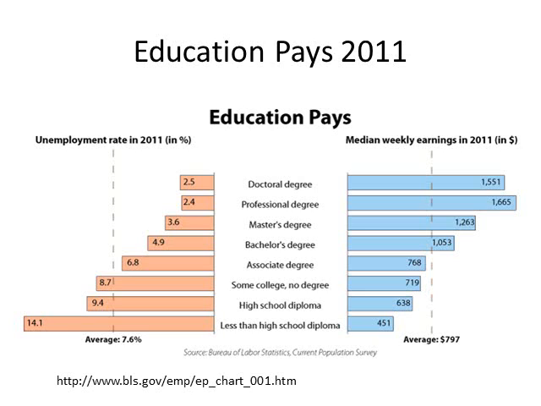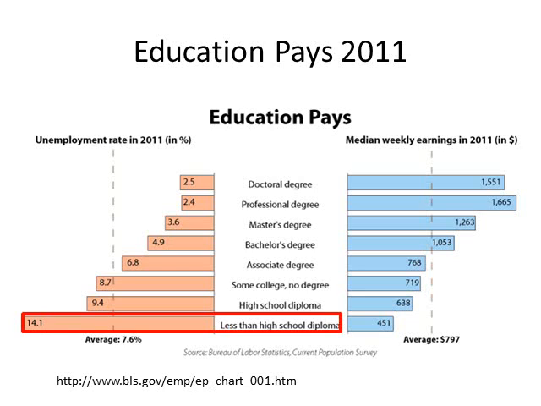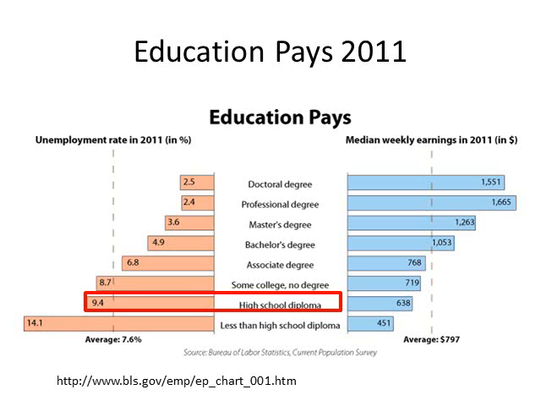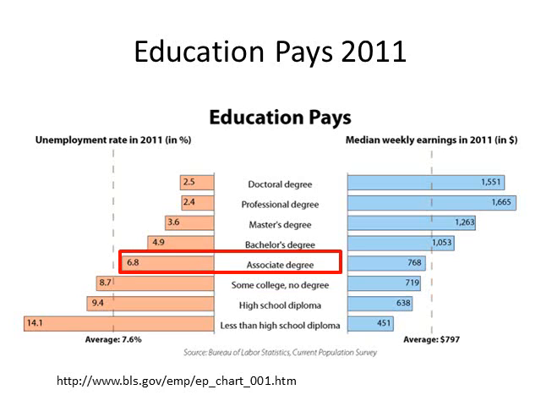Let's start with unemployment. Workers with less than a high school diploma have an unemployment rate of 14.1%. Workers with a high school diploma have an unemployment rate of 9.4%. Workers with some college but no degree have an unemployment rate of 8.7%. Workers with an associate degree have an unemployment rate of 6.8%. Individuals with a bachelor's degree have an unemployment rate of 4.9%.